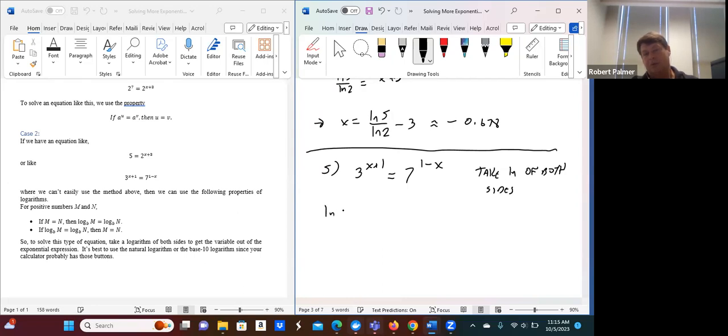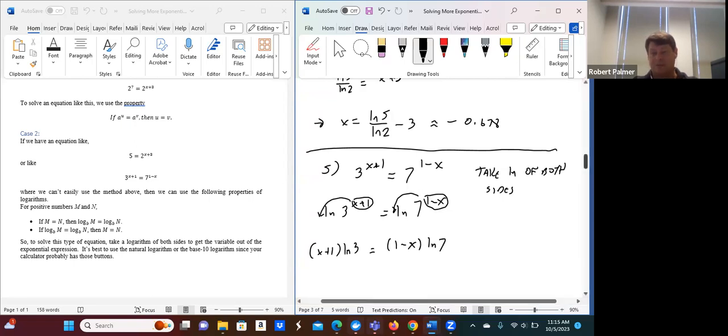And so that's going to be the natural log of 3 to the x plus 1, and this is equal to the natural log of 7 to the 1 minus x. Now, on both sides, we use the same property: because it's a logarithmic expression, my exponent is going to come out front. And so here what we have is x plus 1 times the natural log of 3. You know, the natural log of 3 is just a constant. And 1 minus x times the natural log of 7. The natural log of 7 is also just a constant.